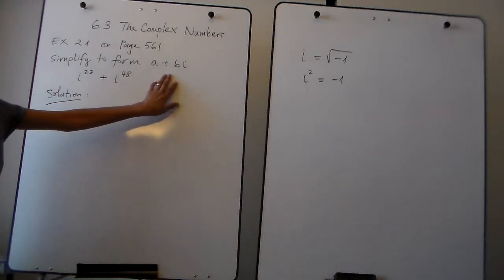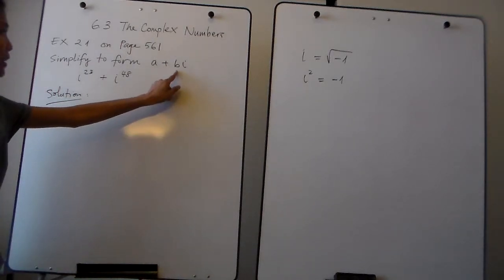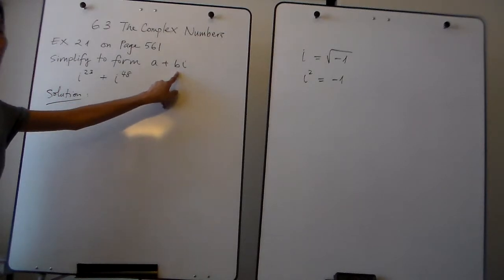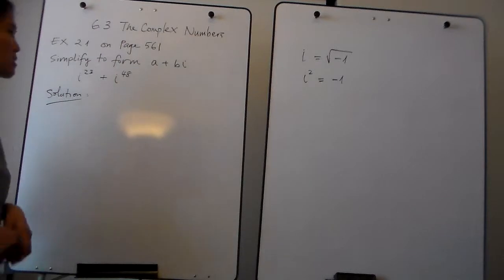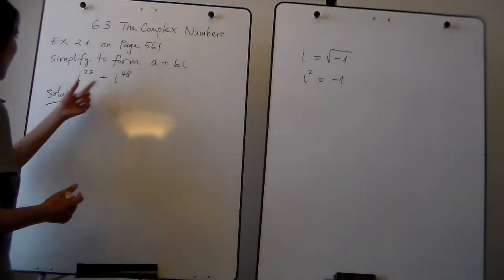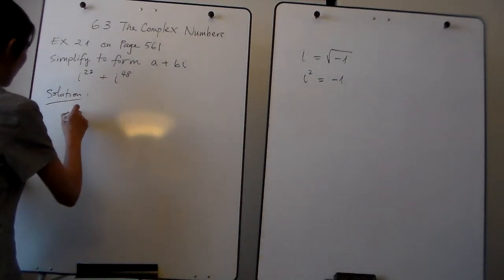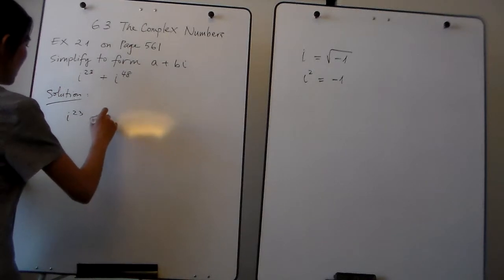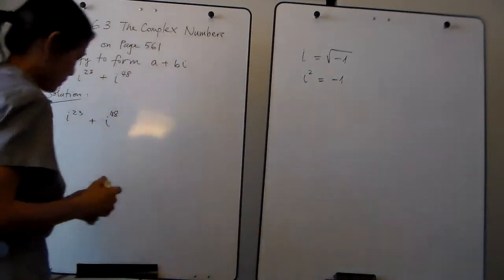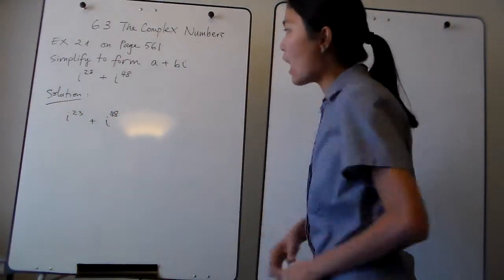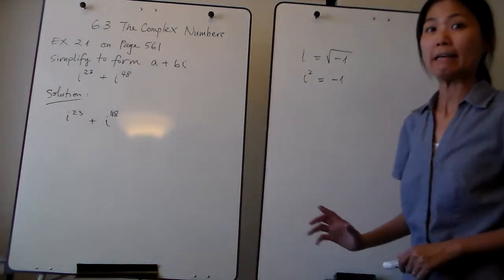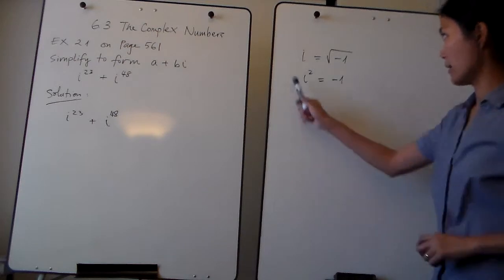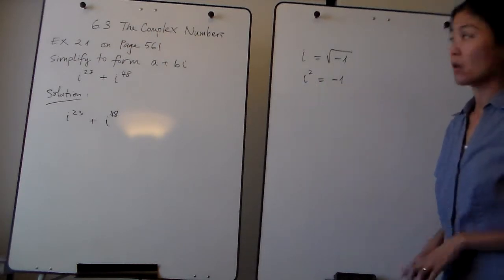This complex number can equal a real number if the coefficient b equals 0. 0 times i is 0, and a plus 0 is a. So, we're given this i to the 23rd power plus i to the 48th power. We don't know what i to the 23rd or i to the 48th is, but we do know i and i squared.